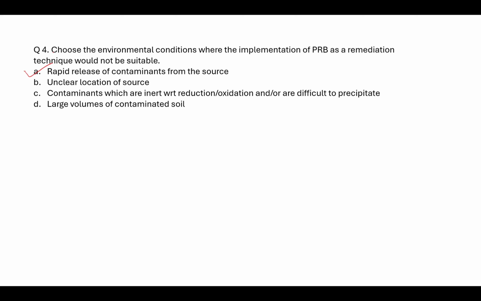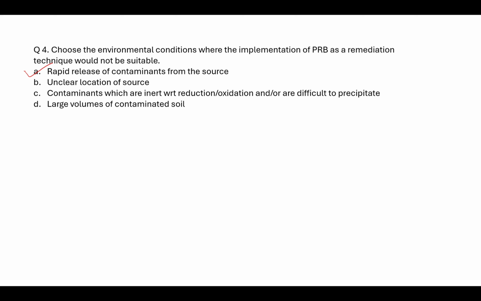Next option is contaminants which are inert with respect to reduction oxidation and are difficult to precipitate. These cannot be used for PRB because in PRBs we generally give some adsorbents or some compounds which remove the pollutant either through increase or decrease of pH or through reduction or oxidation or redox reactions or through sorption. So we have seen all these in the mechanisms or processes responsible for removal of pollutant.